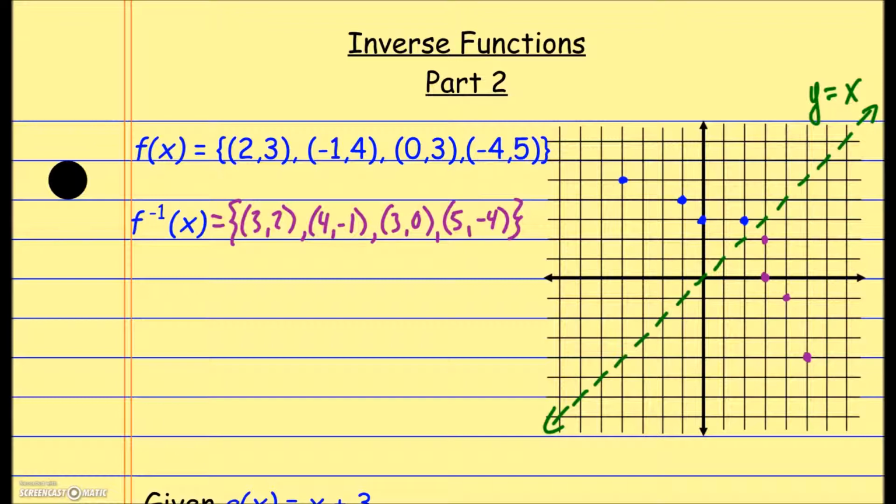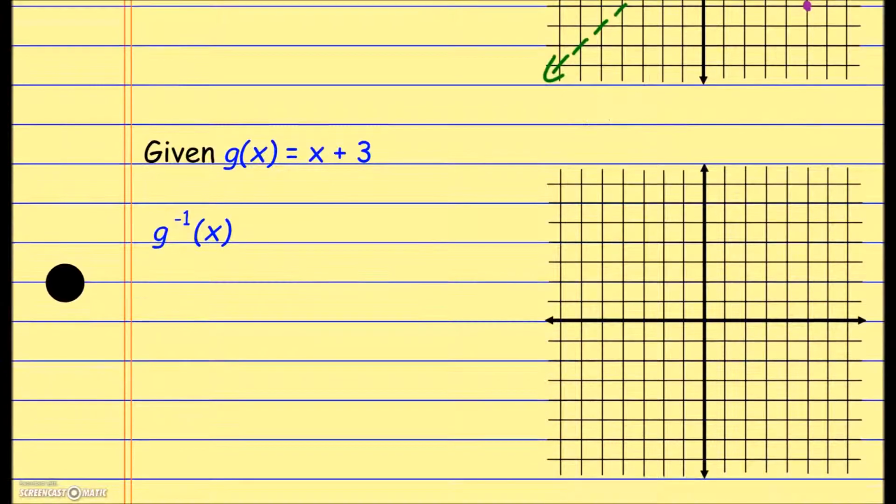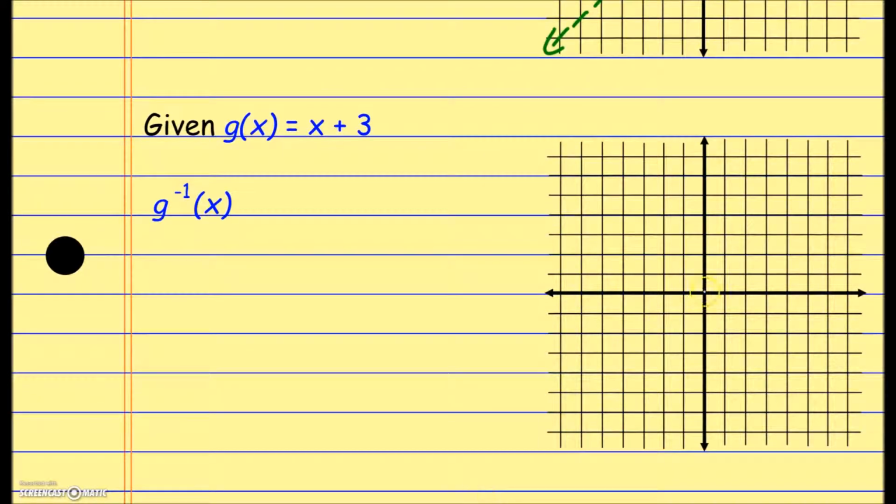Okay, so if I look at the next one, I'm just going to graph the original function, so let me put my line of symmetry here. I know the inverse is going to be reflected over this line, so I'm always going to start with this line on here. Now I'm going to plot g of x in blue. It's got a y-intercept of 3 and a slope of 1, so I go up 1 over 1, up 1 over 1, or down 1, back 1.